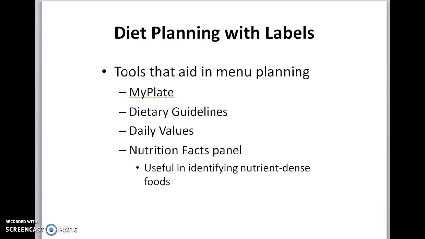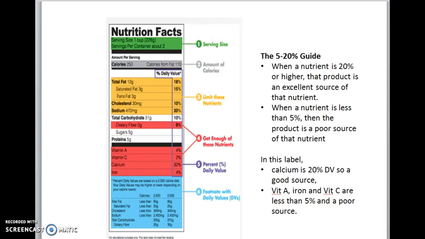So with all this information we can plan. Labels help with planning. The online My Plate helps with planning. The dietary guidelines that just came out were recently revised. The daily values are what we see on the nutritional fact panel. Those are a little different than the RDA sometimes for different nutrients. Those are all useful tools. Here's a picture of a nutrient fact label, just mentioning the serving size, the calories, and so forth.